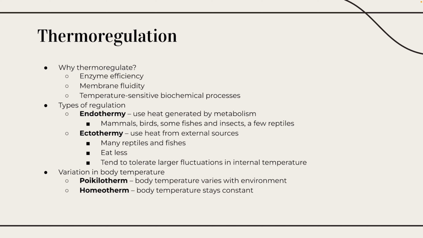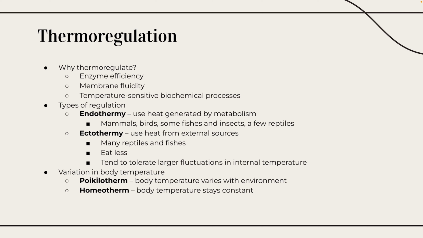And in general, ectotherms are going to eat less because they spend less of their energy trying to maintain that internal temperature, and they tend to tolerate larger fluctuations in internal temperature since their temperature is largely controlled by their variable environment, right? So, there are also terms for variation in body temperature. A poikilotherm is one where the body temperature varies with the environment. And a homeotherm is where the body temperature stays constant.